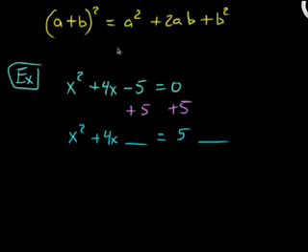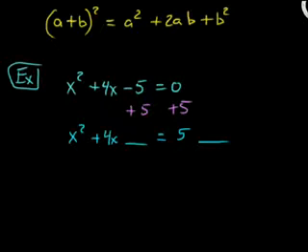It's related to this pattern, because if I could get this to be a perfect square trinomial, I could factor it immediately into the square of a binomial, and then just take the root of both sides to kill that square and solve from there. So the question is, what number could I write here that would give me a perfect square trinomial?